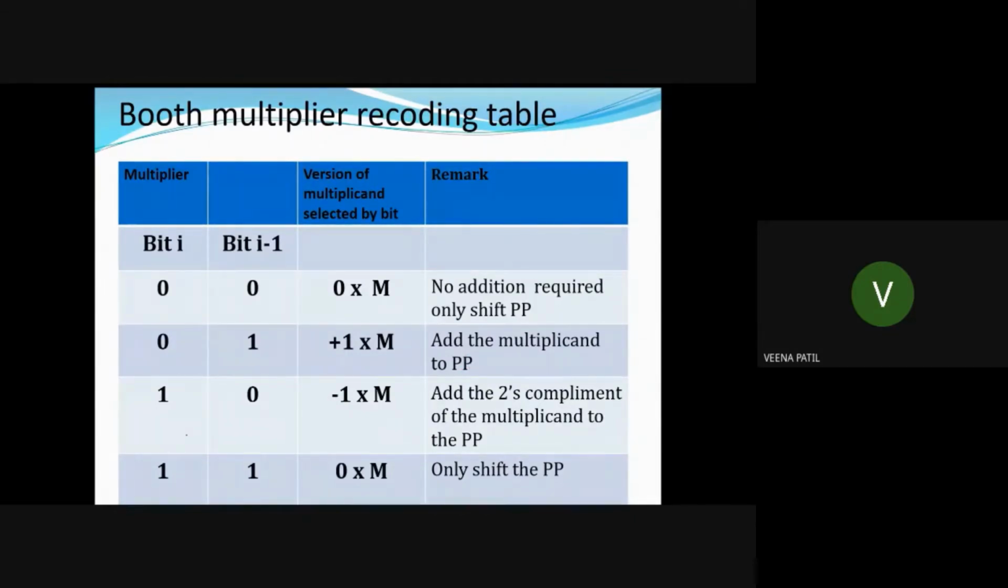If i bit is 1 and i minus 1 is 0, then the new version of the multiplicand will be minus 1 into M, which means add the 2's complement of the multiplicand to the partial product. Now, if the bits i and i minus 1 are 1, 1, then the new version of multiplicand will be 0 into M. It means only shift the partial product, that is, no addition is required.